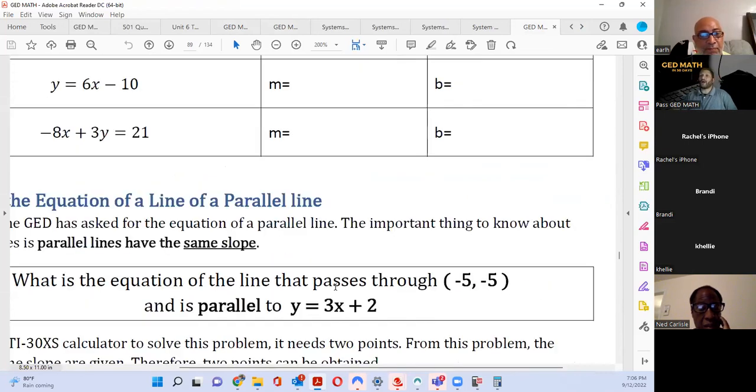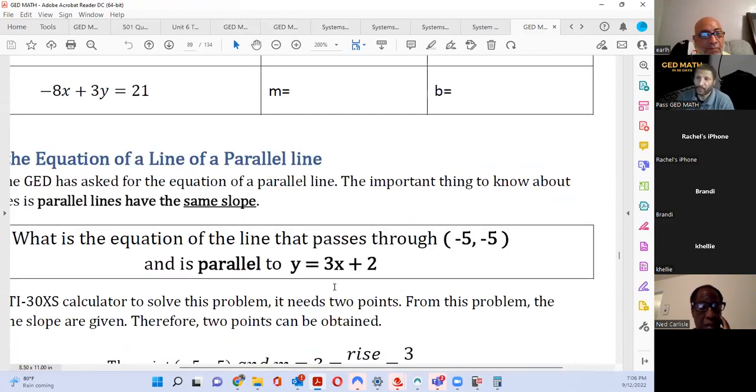We're going to do that last problem: minus 8x plus 3y equal 21. I want you to send me in the chat what the slope is by saying m equals and telling me the slope, and then send me the y-intercept with b equals and whatever the y-intercept is. So the last one before we leave tonight, I want you to find the slope and the y-intercept of the linear equation minus 8x plus 3y equal 21.